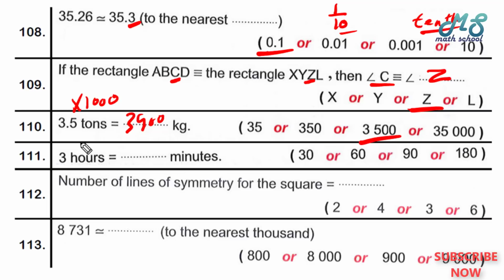3 hours equals how many minutes? Multiply by 60. 3 times 60 equals 180, so we get 180 minutes. Number of lines of symmetry of the square, of course we all know it, how many? 4.